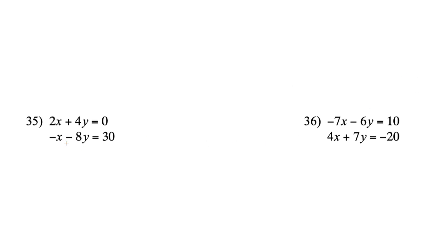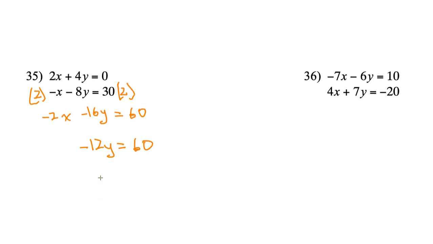I need to multiply the top and bottom by something. I'm going to multiply by 2 on the bottom. I'm going to rewrite this as negative 2x minus 16y is equal to 60. Now my 2x and 2x from the top and bottom equation will cancel out. I'm left with just negative 12y is equal to 60. From there, I'm going to divide by negative 12, and I get y is equal to negative 5.